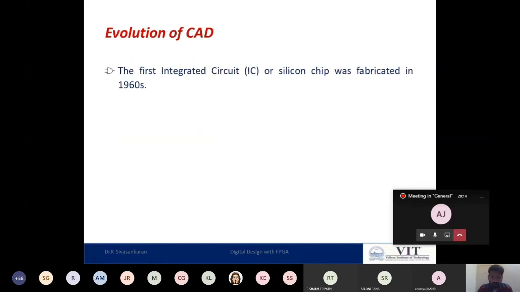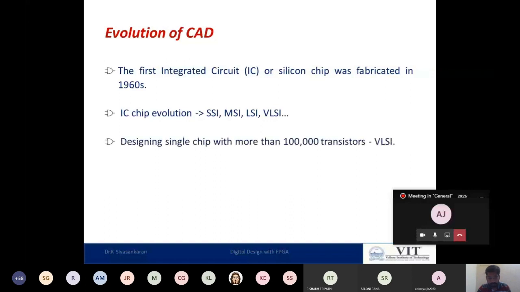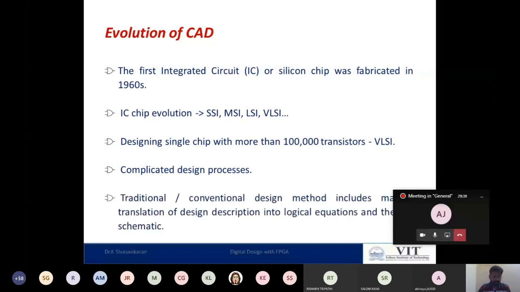As we discussed earlier in the first lecture, the evolution of the integrated circuit happened in 1960, starting from small scale integration all the way down to VLSI. Now we have moved to giga scale integration. Designing a single chip with billions of transistors, we call it VLSI, and of course we know that it is a very complicated design procedure, right? The design flow that we have seen.